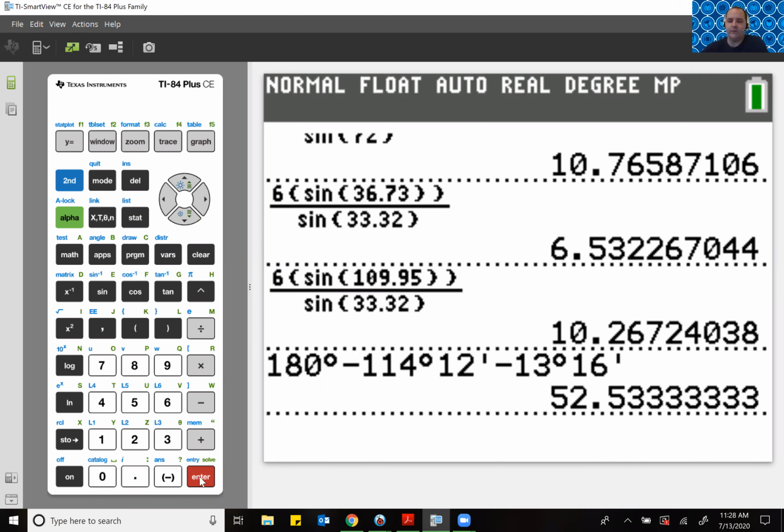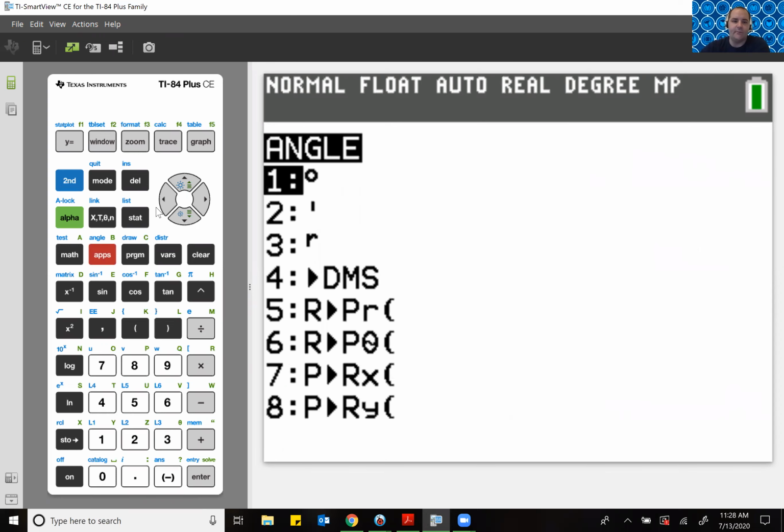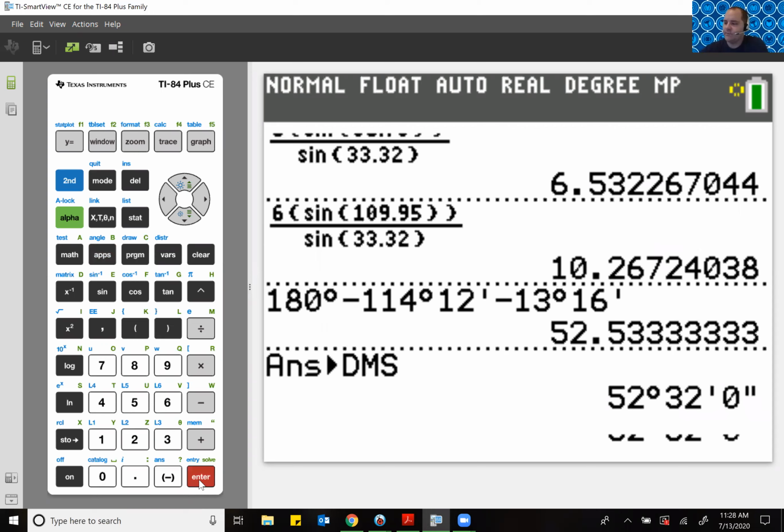And there's our angle. Now they gave it to you as a decimal, which there is nothing wrong with that. So this is what it is in degrees. But if you want to turn it into minutes and seconds and all that, just hit second apps, scroll down to number 4, degrees, minutes, and seconds. And there it is. So 52 degrees, 32 minutes. Okay.